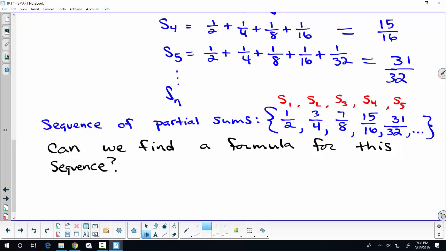Yeah. So when n is 1, this is 2 to the first, 2 to the second, right? 2 to the third, 2 to the fourth, 2 to the fifth. So there's no reason for us to expect that would deviate. Like the 100th term, the denominator would be 2 to the 100th power.